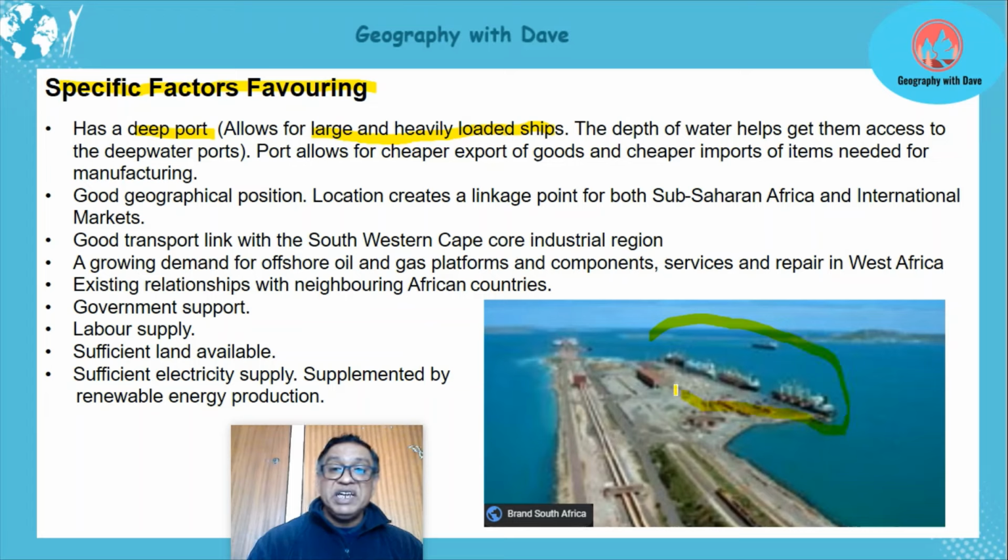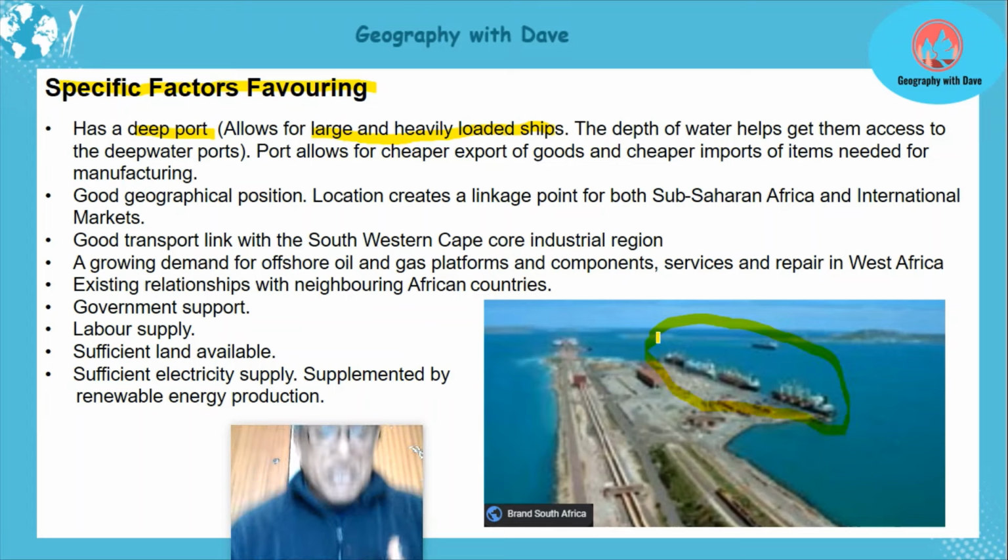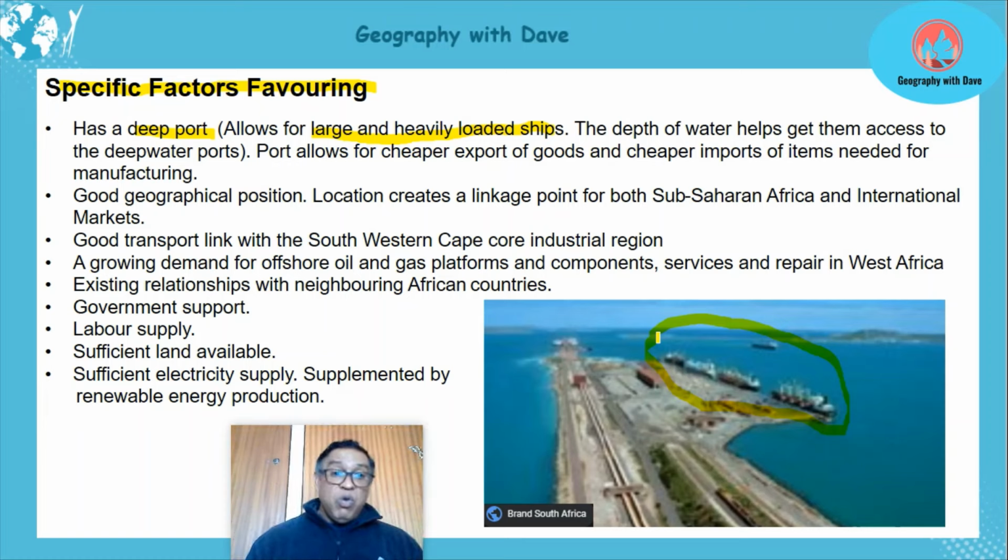If the depth is greater, can you see the ships are right nearby? And these big ships can come in carrying a lot of cargo. You understand? So that's an advantage. The depth of the water helps them to get access to the deep water ports, as shown here. Brilliant. Because then you can bring in, you can send out things. Good geographical position, learners.